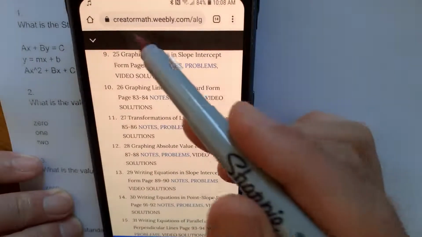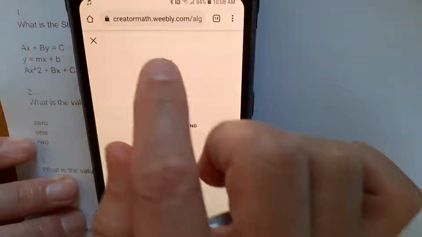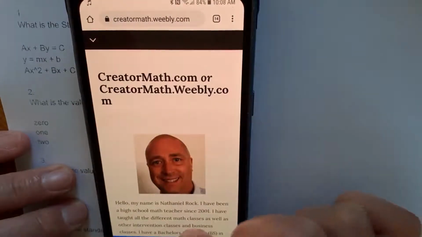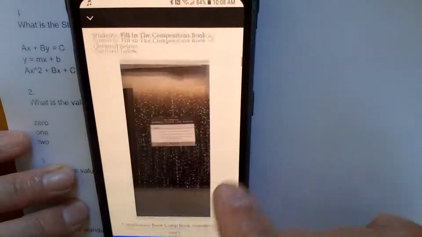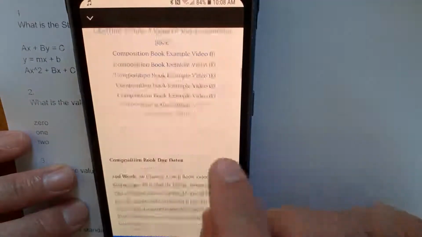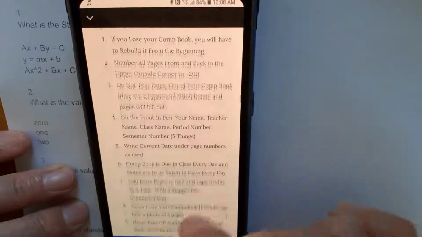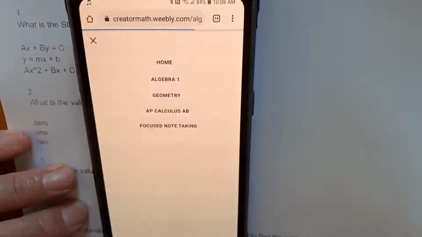So here's the actual website name, creatormath.weebly.com. If you Google that, hopefully you can get to this homepage. It looks like this. If you have any questions on the composition book, please scroll down to where it says composition book and read all the instructions, watch all the videos, follow all of the due dates, and put everything on the pages that it should go, as well as notes, which we'll look at now.